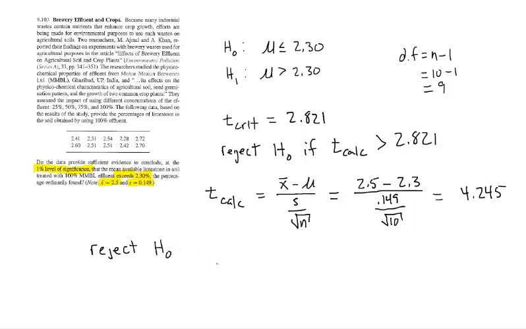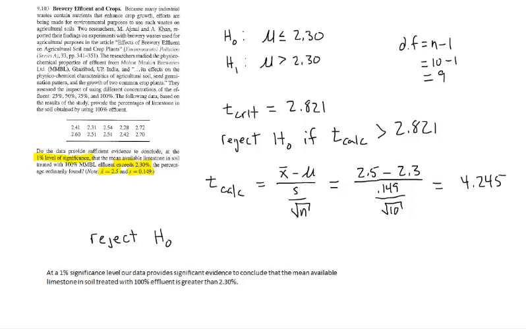And now we want to write a conclusion for our findings. Our conclusion is, at a 1% significance level, our data provides significant evidence to conclude that the mean available limestone in soil treated with 100% effluent is greater than 2.3%. For t-tests, we can't find an exact p-value without having a calculator or a computer. So if you were asked that question, you would need to do it on the calculator or the computer. And that's our video on testing a mean with an unknown sigma.